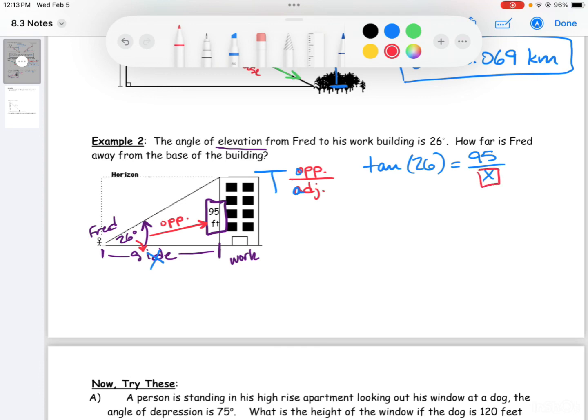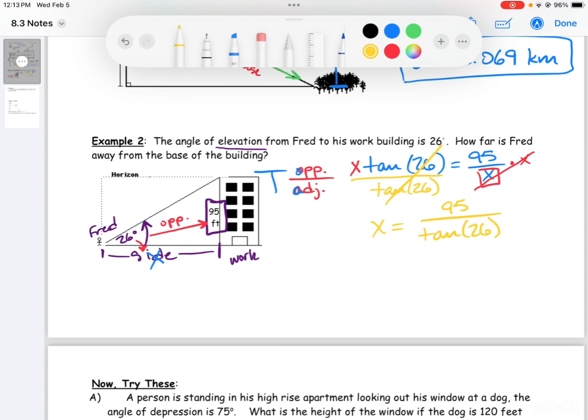We need to isolate the x. We need to get it by itself. So we would multiply both sides by x, and then we would divide by tangent of 26. All I'm doing here is rearranging my formula so that it actually solves for what I needed to solve for.